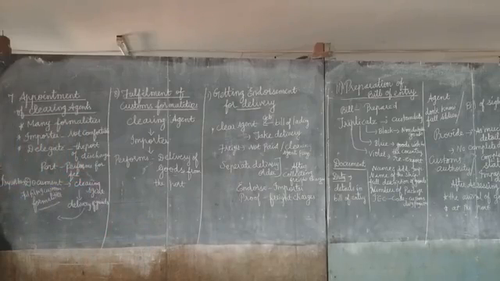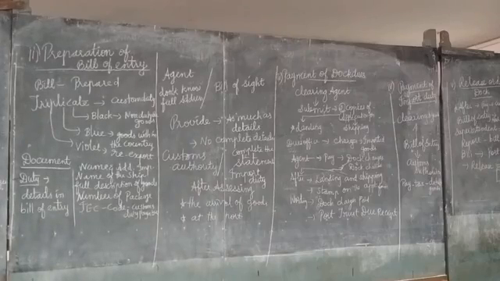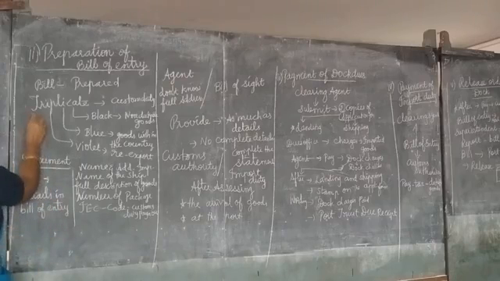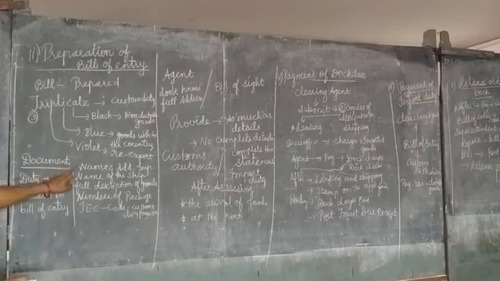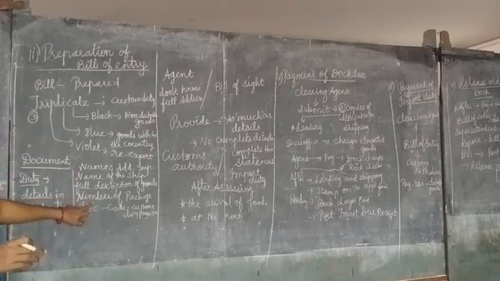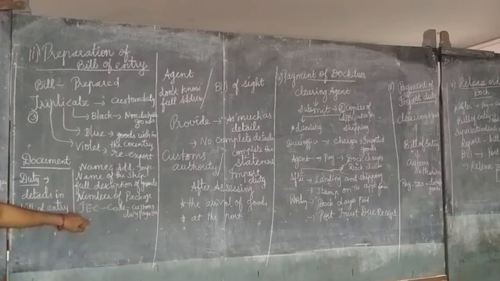Next, preparation of bill of entry. The bill of entry is prepared in triplicate. Triplicate means 3 copies. This document contains details like the name and address of the importer, the name of the shipment, the full description of the goods, number of packages, and also, as I already informed you, the IEC code number. That customs code number will also be included in this document. So this document is called the bill of entry.